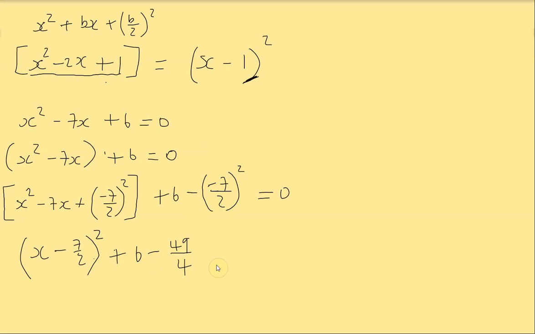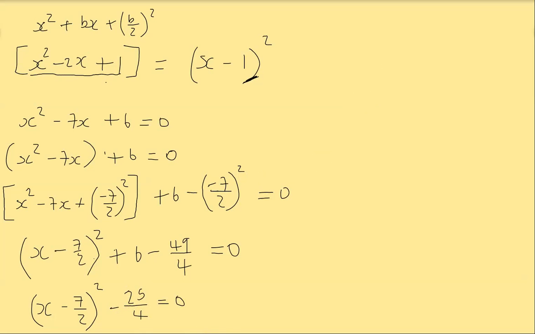Now remember, that's equal to 0, and now we want to simplify. We want to simplify this portion, so we would basically subtract the 49 over 4 from 6, and we should get negative 25 over 4, if my math is correct, which I really think my math is correct.